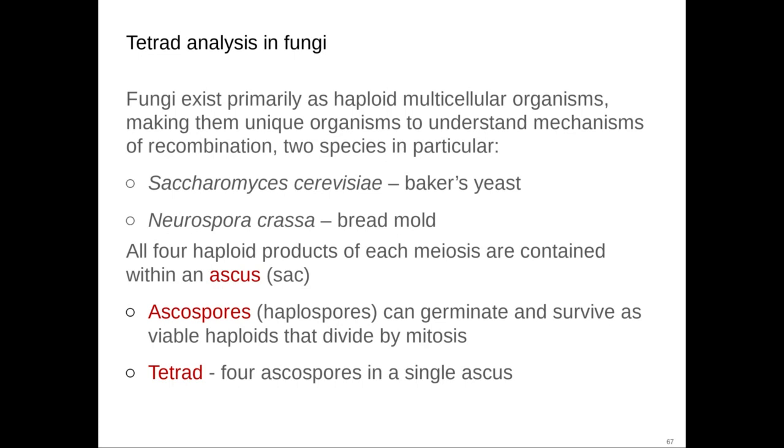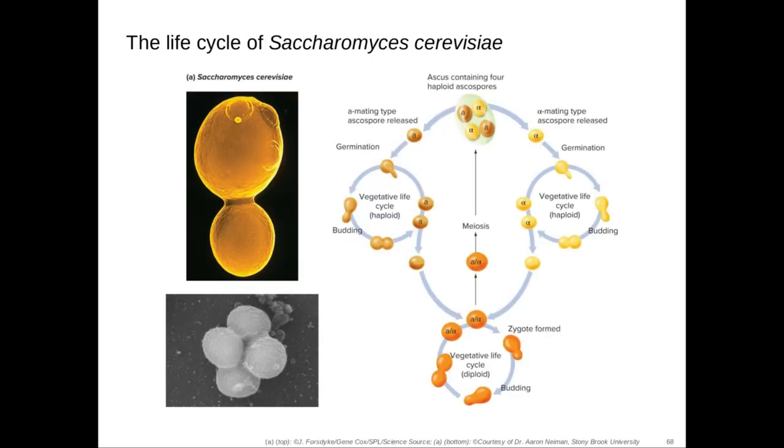You can call it either way you want. And this produces what we call ascospores or haplospores, so haploid spores. And it's interesting that these can germinate and survive as viable haploids that then divide by mitosis, or where you have tetrads that are four ascospores in a single ascus or sac. It's just kind of weird. But let's look at Saccharomyces cerevisiae.